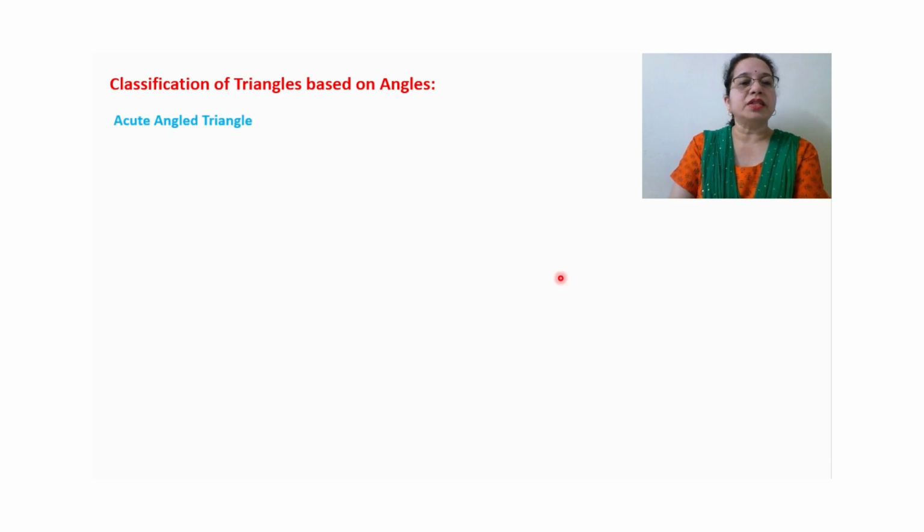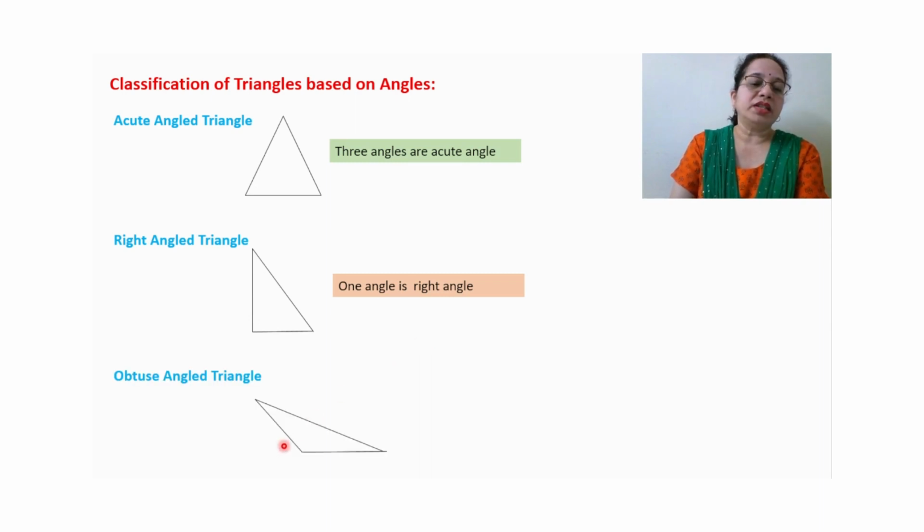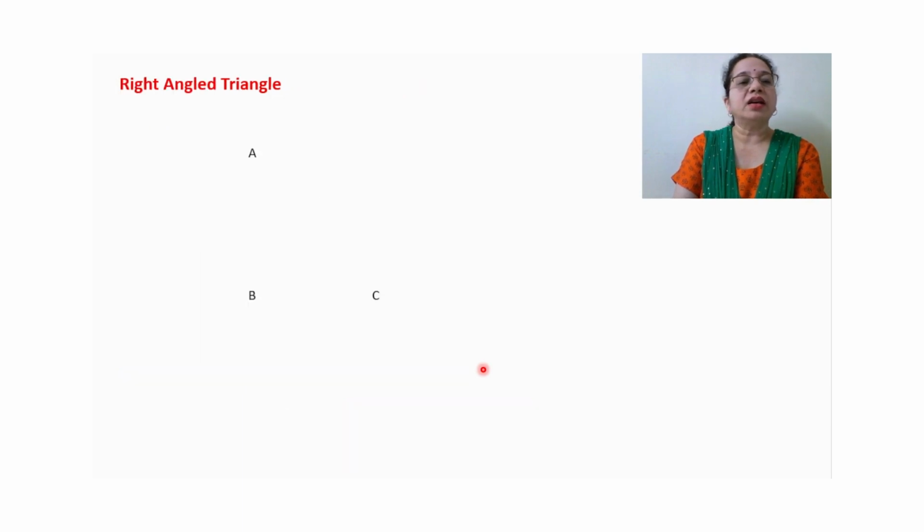Classification of a triangle based upon the angle. The first one is acute angled triangle. Here you can see that all the three angles are acute angles. So we can say that a triangle whose all the three angles are acute angles is known as an acute angled triangle. Right angle: here you can see that one angle is a right angle. So a triangle whose one angle is 90 degrees, or one angle is a right angle, is known as a right angled triangle. Obtuse angle: here you can see that one angle is an obtuse angle. So a triangle whose one angle is an obtuse angle is known as an obtuse angled triangle.